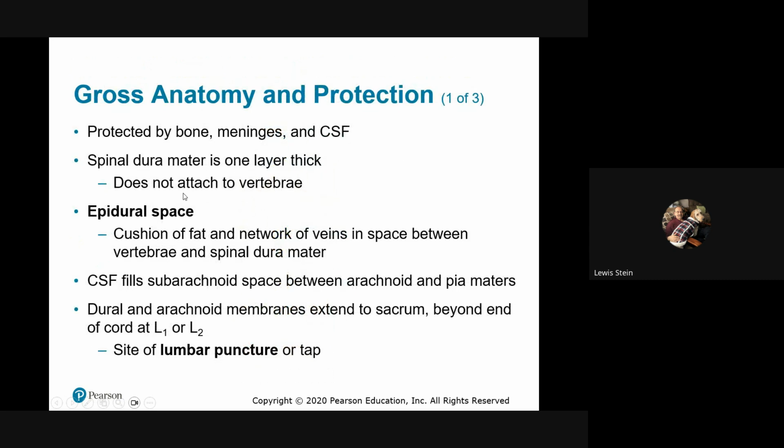So, spinal dura mater is one layer thick, does not attach. The epidural space, fat and veins between the vertebrae, and that's where you inject. An epidural is a little bit easier injection, comparatively. When you start sticking needles in the area of somebody's spine, you got to know what you're doing. If you go too deep or not deep enough, it has significant problems.